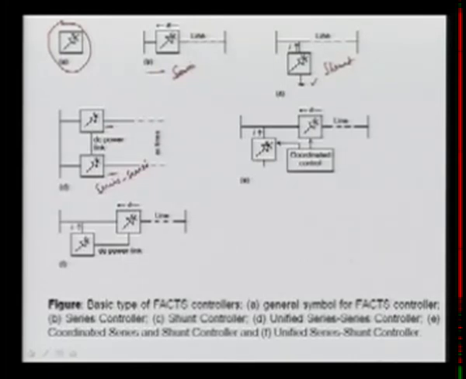There is a possibility of having one shunt and one series with coordinated control. Then it is a shunt and series FACTS controller, and it is coordinated because we coordinate the controls in such a fashion that they can operate smoothly. Another is also a shunt and series FACTS controller, with one shunt and one series, but they are connected with a DC power link, and that's why it is called unified.